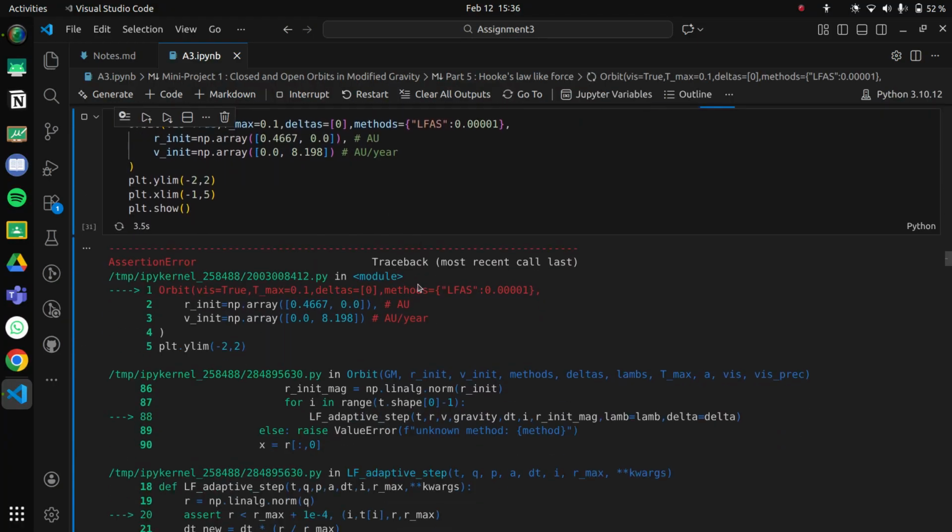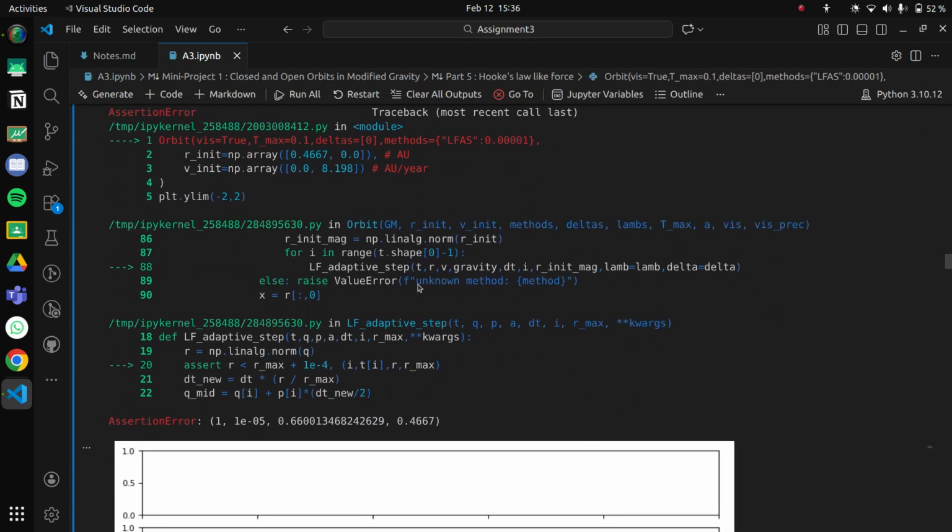Once again, assertion error. Now, it's at i equal to 1. Okay, the t value is 1e-5, which is fine because that's what dt is. The r value is, wait, what? How did it become 0.66 something? That isn't what I thought it would be.